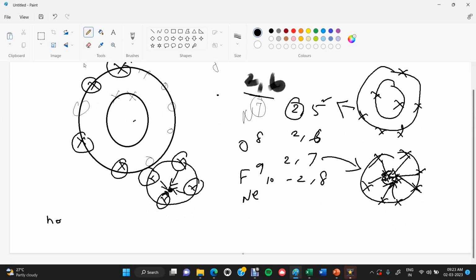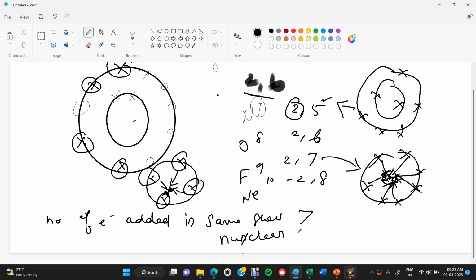When the number of electrons added in the same shell increases, nuclear charge increases. Nuclear charge increases in the sense what happens? The size of the atom shrinks, which leads to shrink of size.